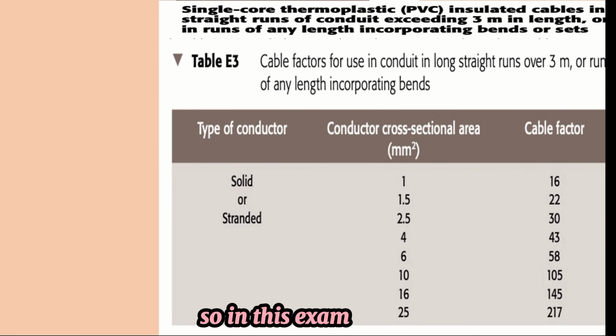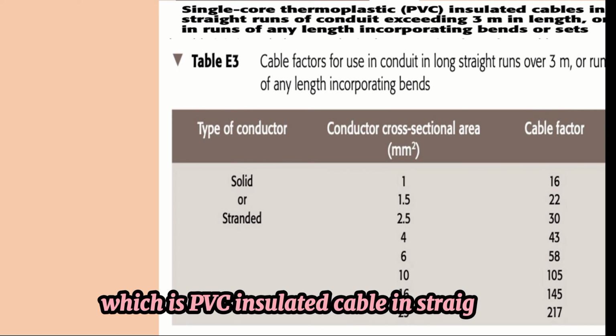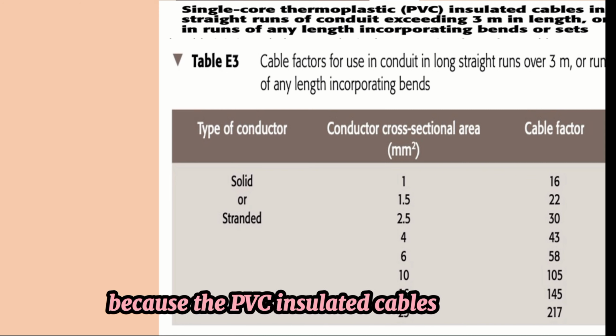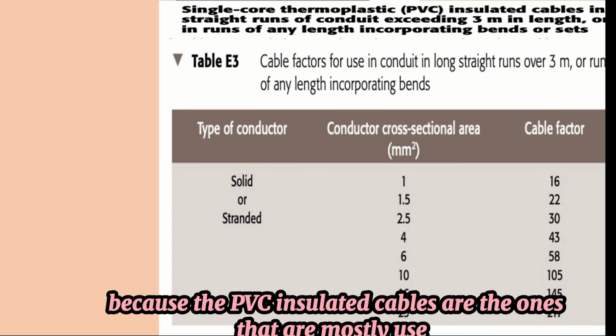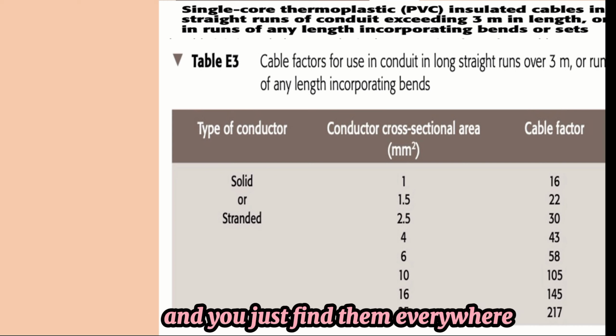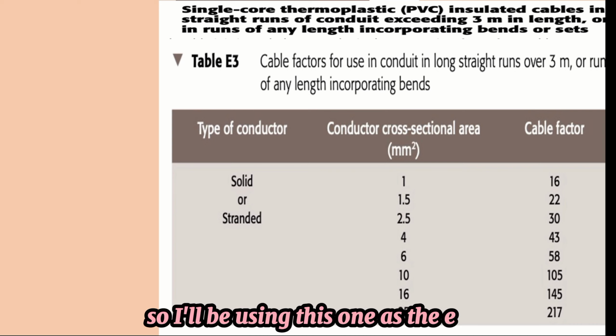So in this example for today, I'll be using the single core thermoplastic, which is PVC insulated cable, in straight runs of conduit exceeding 3 meters in length or in runs of any length incorporating bends or sets. Why did I choose this one? Because the PVC insulated cables are the ones that are mostly used because they are cost efficient and you just find them everywhere. That is what most electricians use. So I'll be using this one as the example.